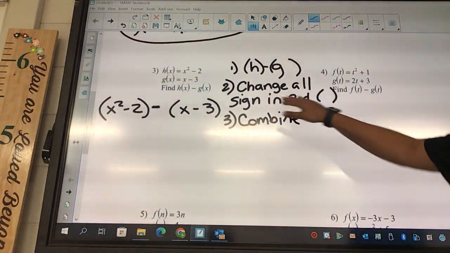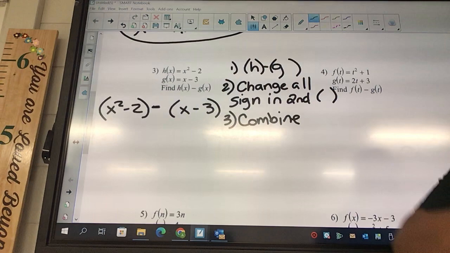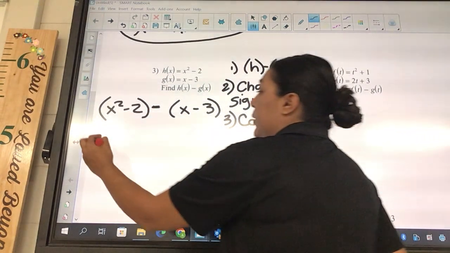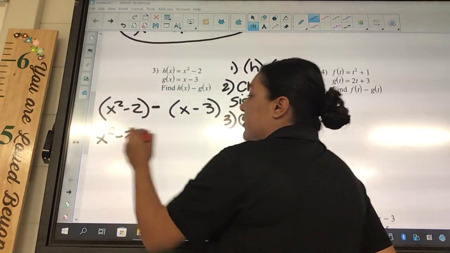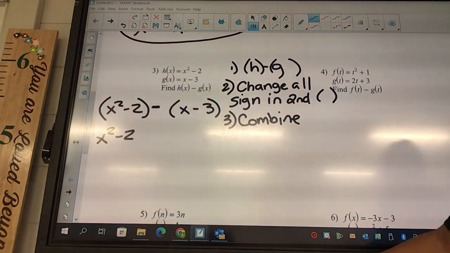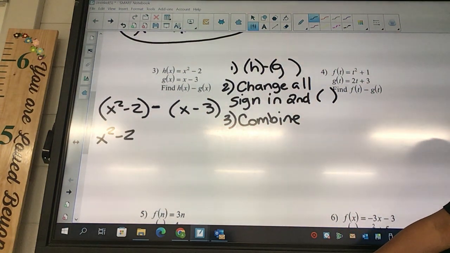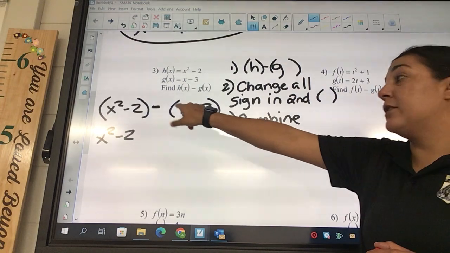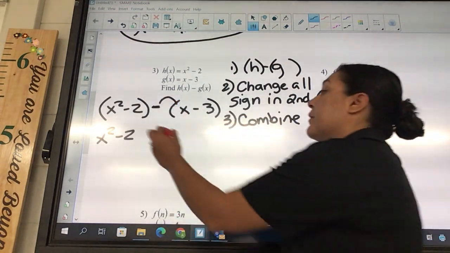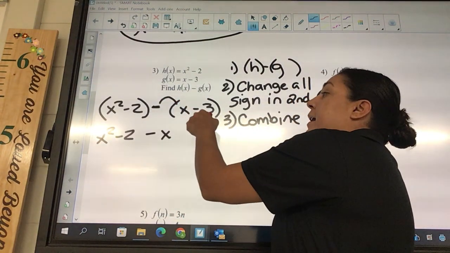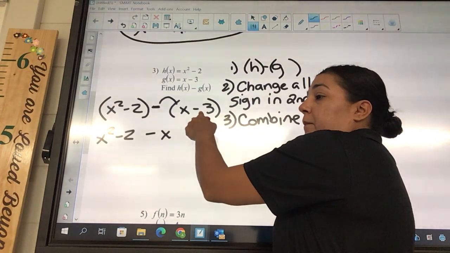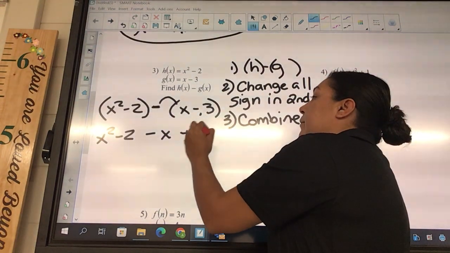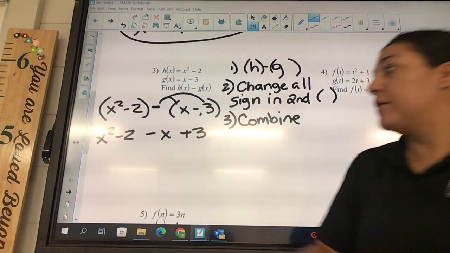Okay, and then it says change all the signs in the second parentheses. So the first set of parentheses is going to stay the same, x squared minus 2. The second set, what's going to be the very first thing? Okay, the second set, we're going to change all the signs. So right now this is a positive x, so it's going to be a negative x. This is a negative 3, so what's it going to become? A positive 3. Okay, we're changing all the signs.